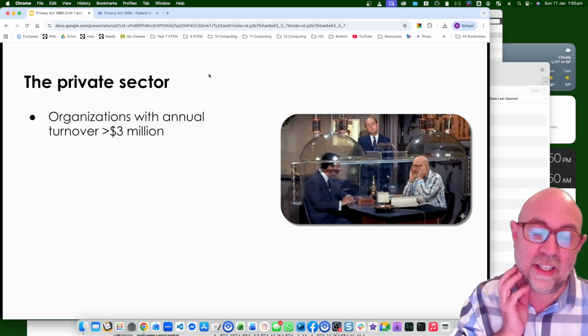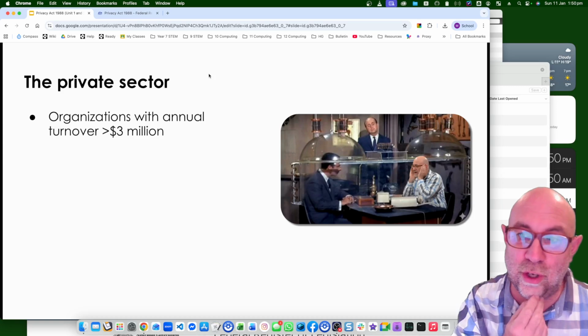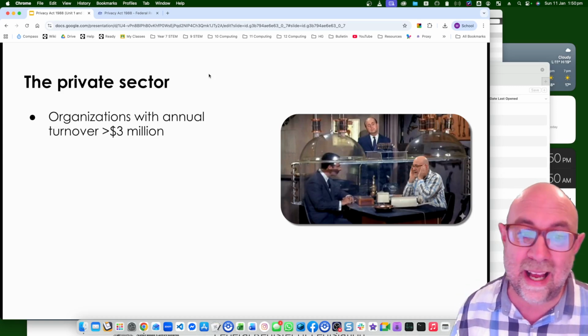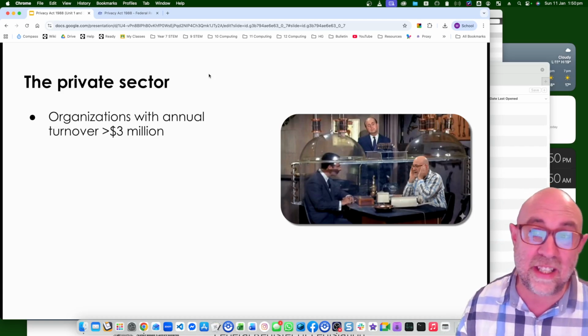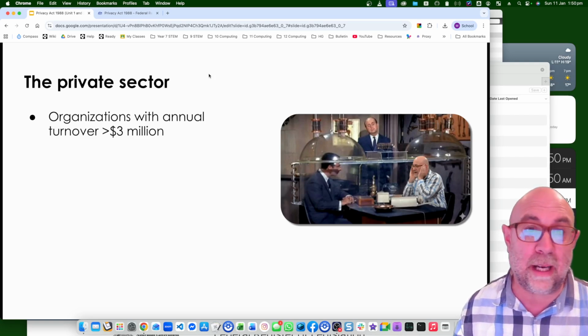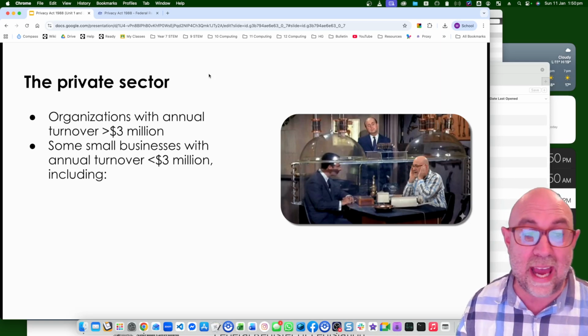In the private sector, if you're an organisation with an annual turnover of more than $3 million, that's the money that you're collecting and the money you're paying out, then you are bound by the Act. Now that's lots and lots of organisations. So you would probably expect most of the time that you are protected by the Act.